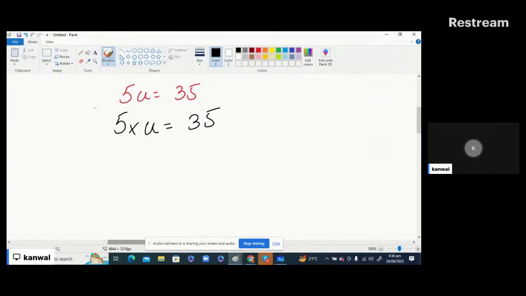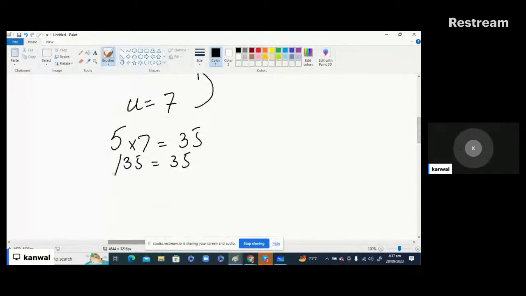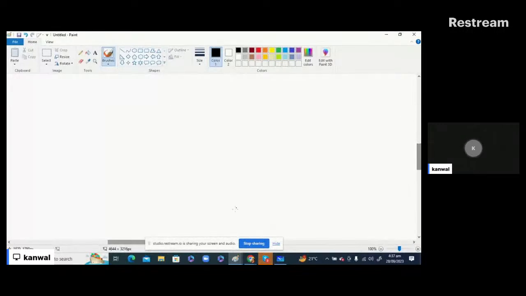So which number do you multiply with u to get the answer 35? 5 times which number is 35? When you put u as 7 in this equation, 5 into 7 is equal to 35. So 5 times 7 is 35. This is equal to 35. Here our equation is satisfied. Okay, let's do the next.